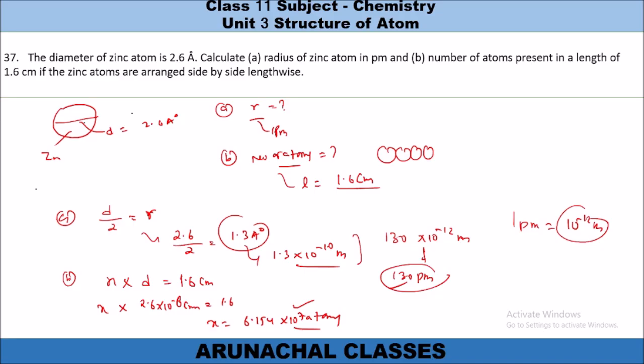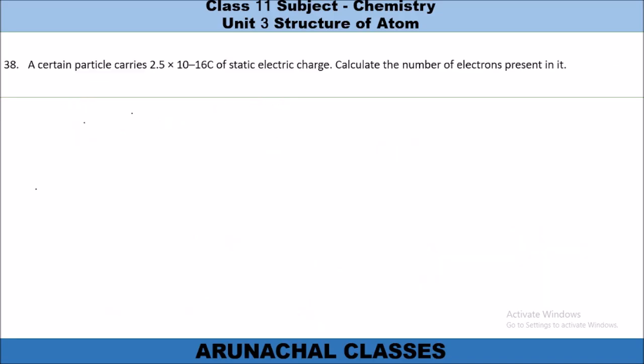Now we are with our next question, question number 38. We have a certain particle that carries 2.5 multiplied with 10 power minus 16 coulomb of charge. So this is the charge which the particle is carrying. We have to find the number of electrons present there. So it is given that n number of electrons are there.